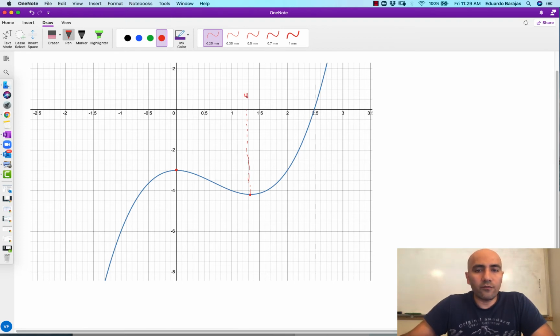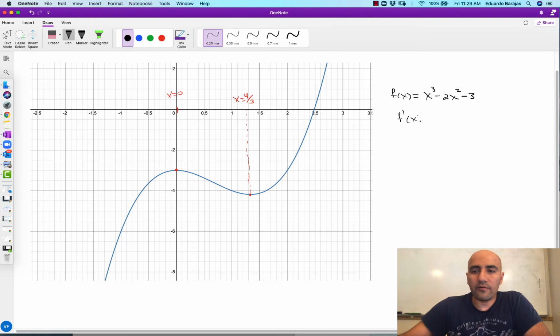To a point here, which is 4/3. x equals 4/3. And then this, of course, translates to x equals 0 right in here, that point there. Earlier, when we were working with our equation, our equation was f of x equals x cubed minus 2x squared minus 3. And then we also found the derivative, f prime of x, was equal to 3x squared minus 4x. So working with this is how we found these 2 points.